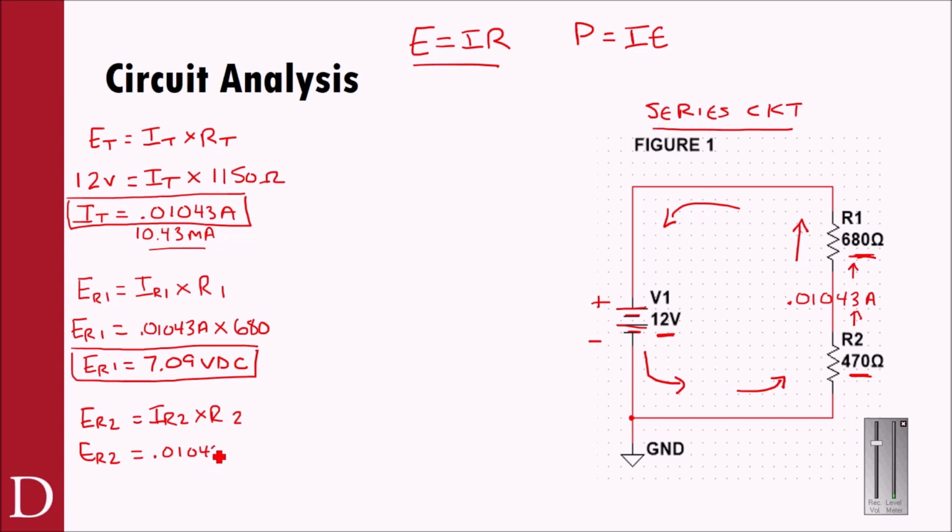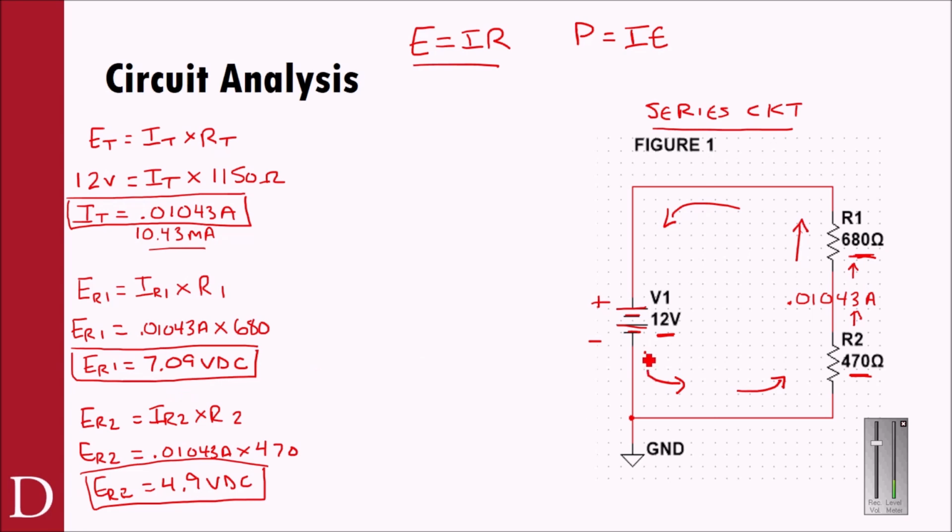0.01043 amps. I'm going to multiply that by R2, which is 470 ohms. And I'll do that on my calculator here, 0.01043 times 470. And I get 4.9. E of R2 equals 4.9 volts DC.